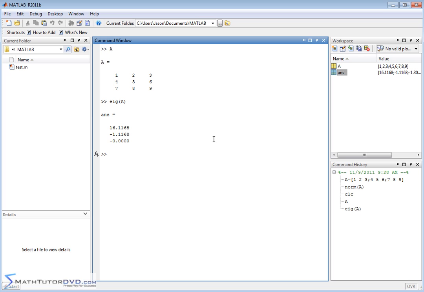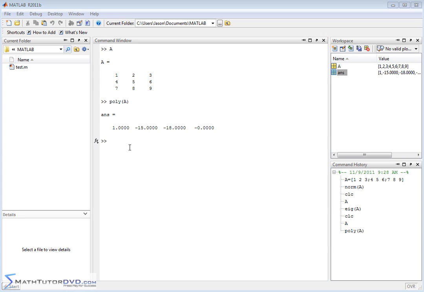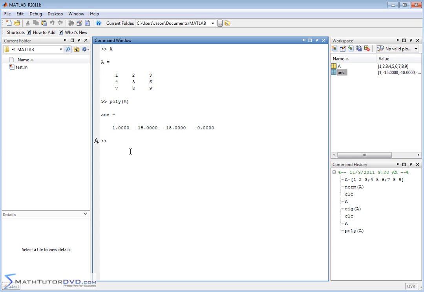You just pass it the matrix, just like we've done. Doing it by hand, typically what you're asked to do is to first calculate the characteristic polynomial of the matrix, and then from that you find the eigenvalues. To find the characteristic polynomial, it's just poly, and you pass it the matrix. So the characteristic polynomial is this right here. This is how you would find it using the poly command.